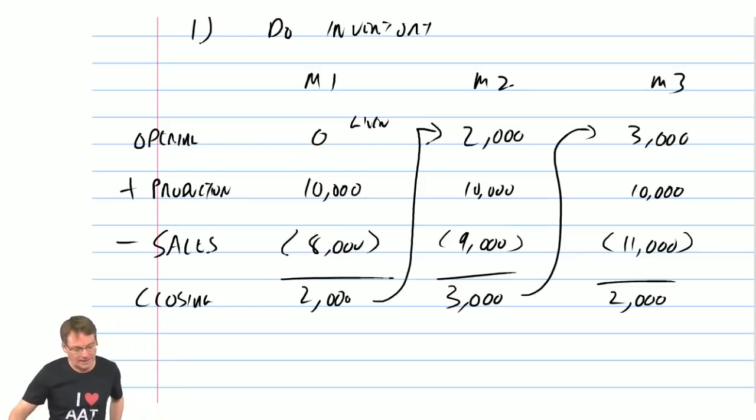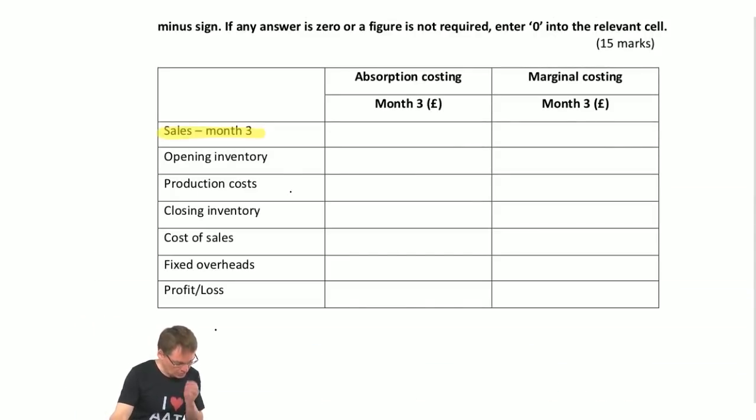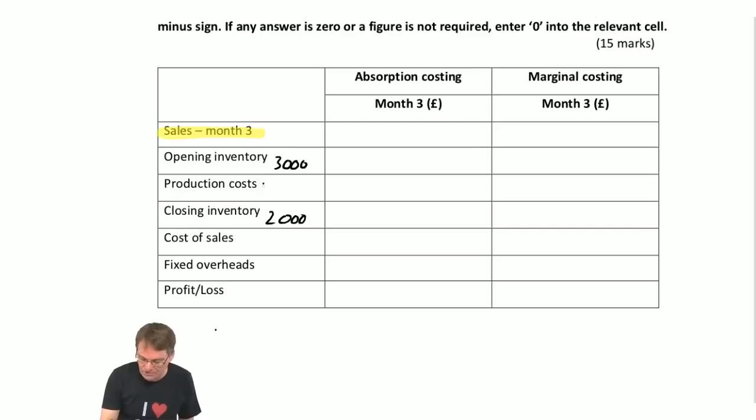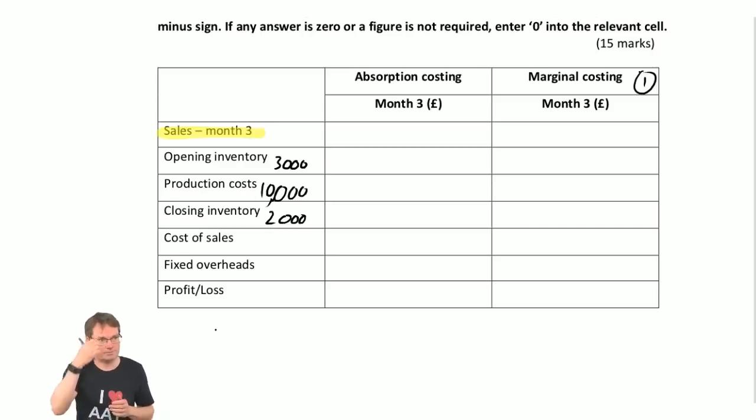Now the reason I've done that is because I need the opening inventory units, and the opening inventory units will be 3,000, closing inventory will be 2,000, and in month 3, I do apologise, we're told that we make 10,000 units. So I needed those units. I'm going to do the marginal costing first, simply because I think marginal costing is a little bit easier. So I want to do that first.